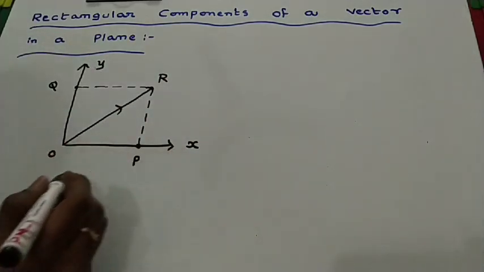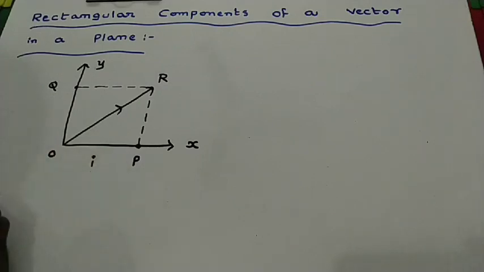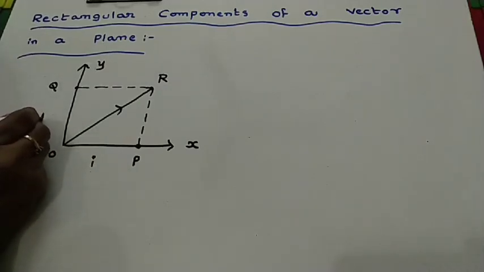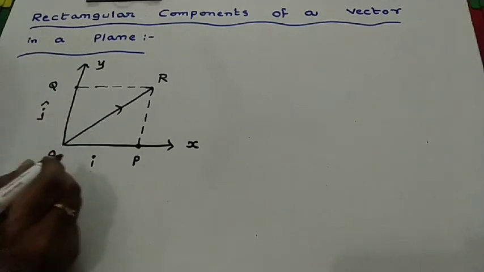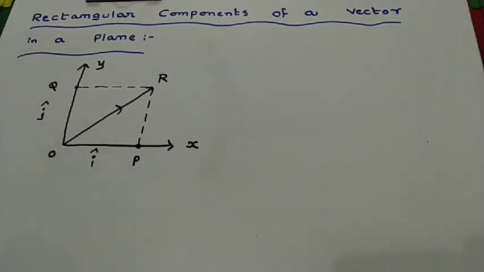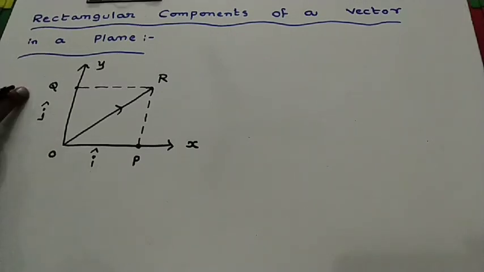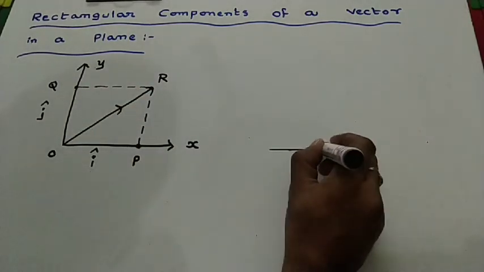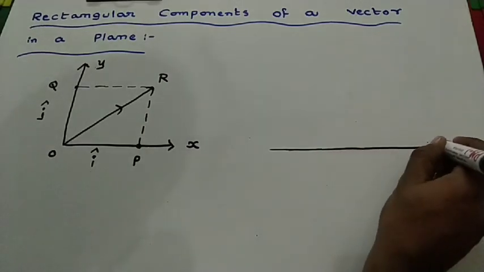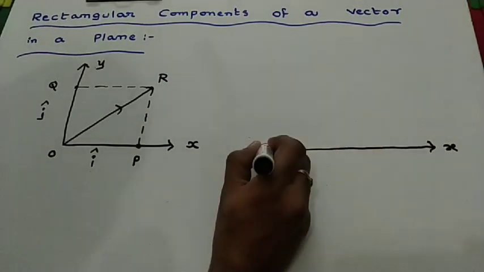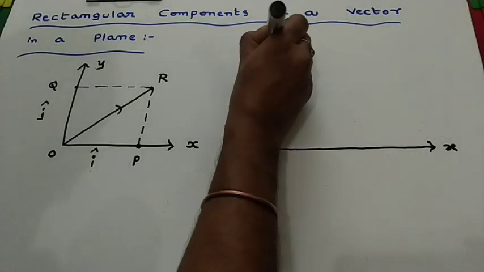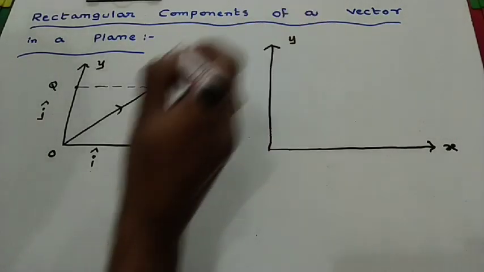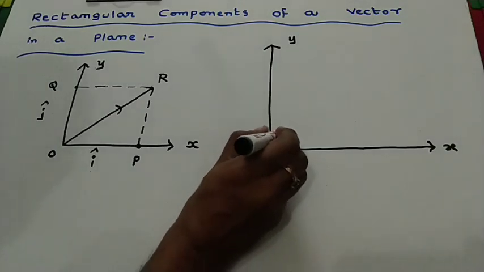Consider along the x-axis the unit vector is i cap. Along the y-axis the unit vector is j cap. Here P is a point, Q is a point, and this is the resultant R. Now we took an x-axis and a y-axis. Take a vector.